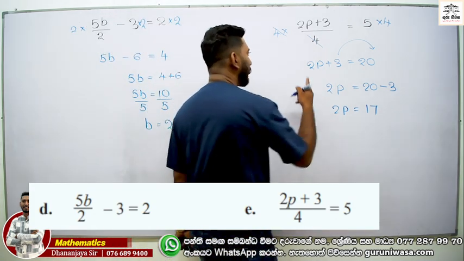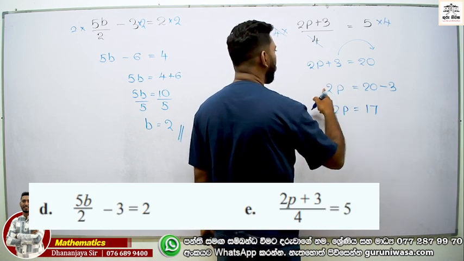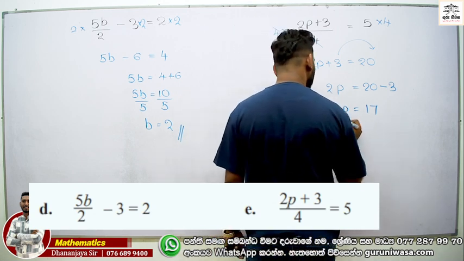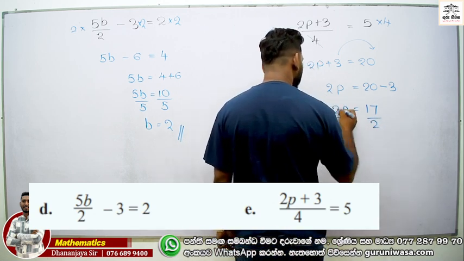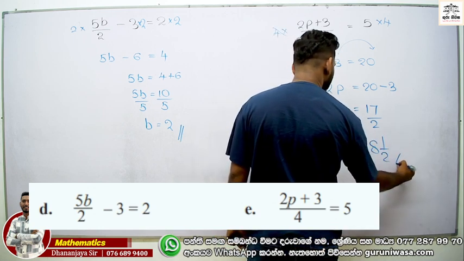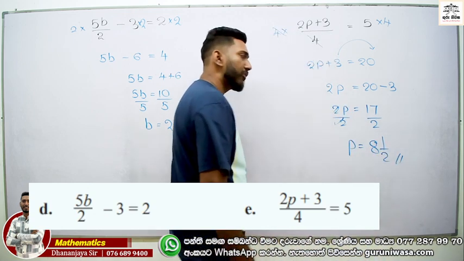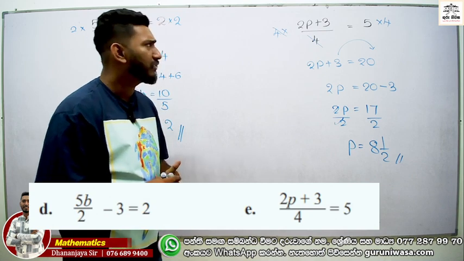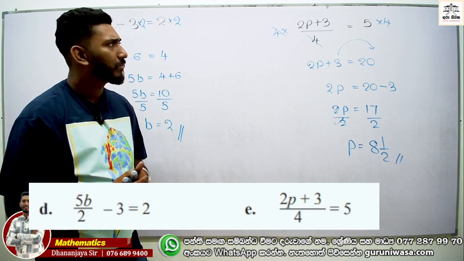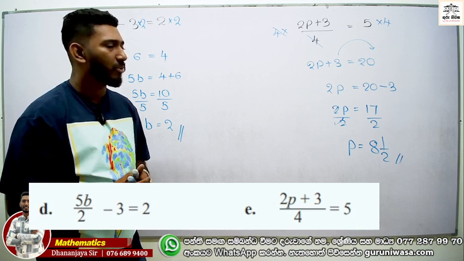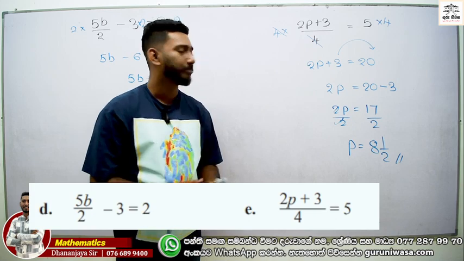Now 2p plus 3 equals 20, plus 3 goes to the other side, and 2p is 17. You need to divide by 2, then the answer becomes a fraction, 8 and a half, we call it 8 and 1 remainder. Understood? Do you have any questions? No, sir. It's correct. Right. Good.